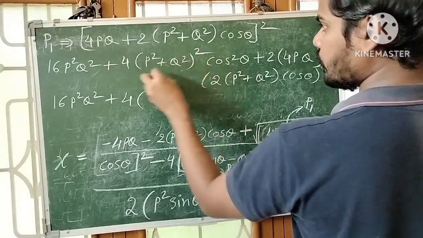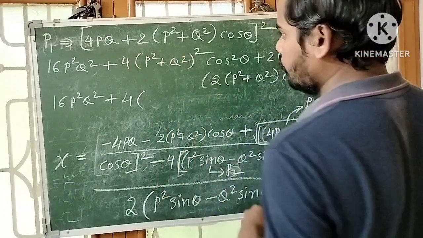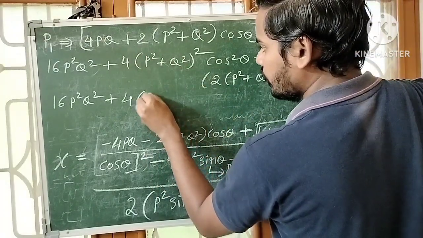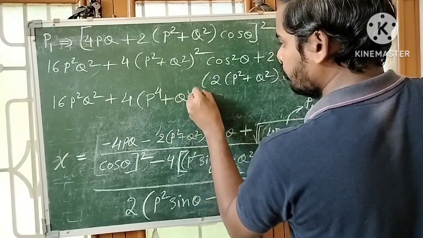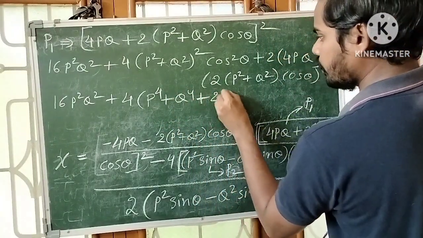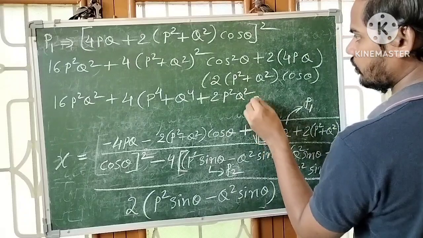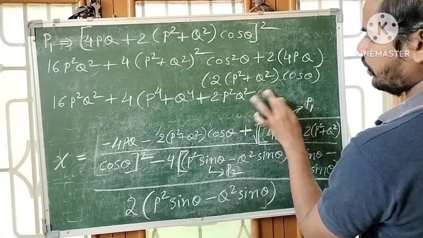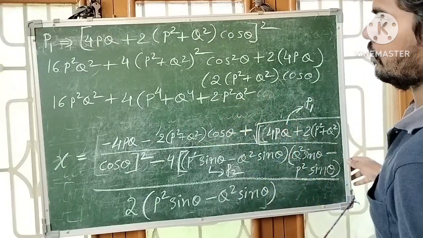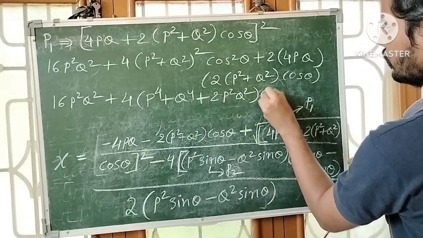See, p square plus q whole square. A is equal to p square, b is equal to q square. So a plus b whole square: a square is p power 4, b square is q power 4, plus 2ab, 2p square q square. That's all, into cos square theta.